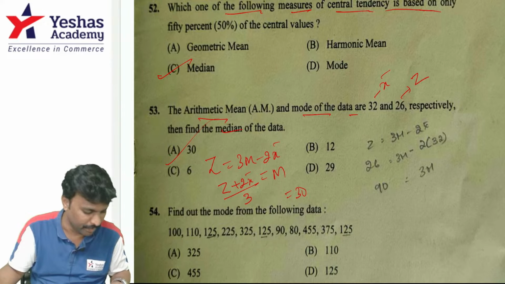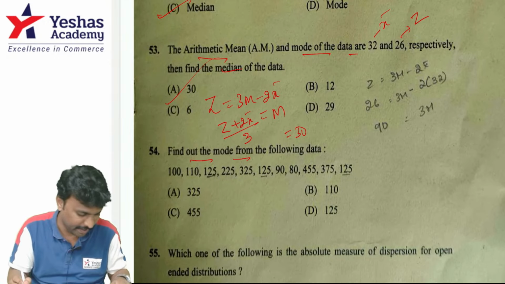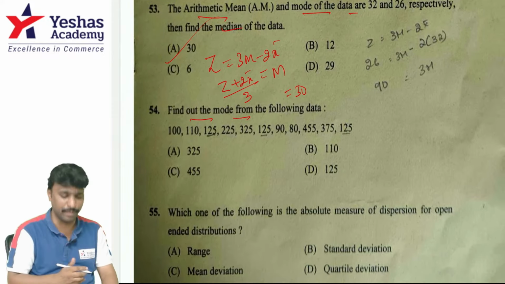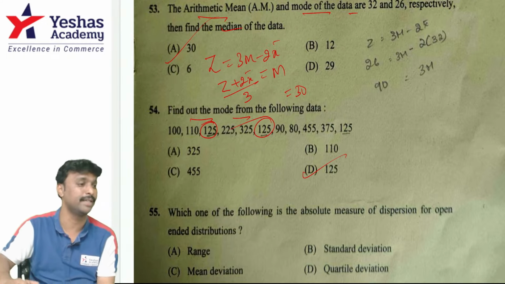Have you all understood? Moving on to the next question, find out the mode from the following data. The most repeated value itself is the mode. So 125 is the only one repeated over here. Therefore, the mode is 125.